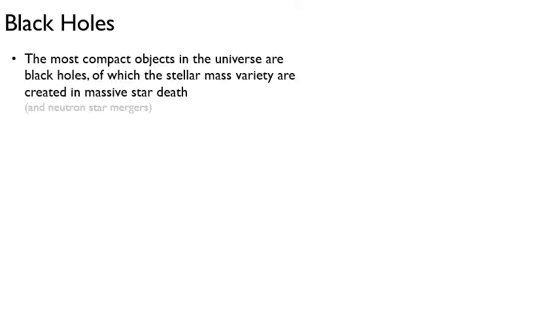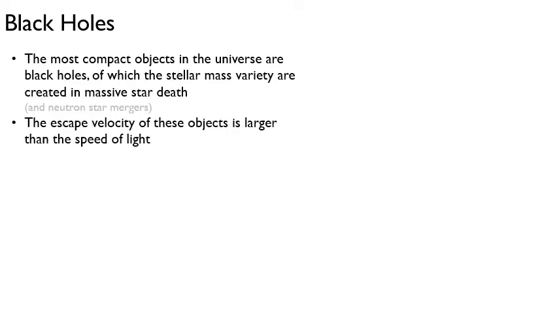So moving on to the last remnant, black holes. These are the most compact objects in the universe. I wouldn't really call them the most dense because density doesn't mean anything here. These things are basically infinite density. And the ones that are of the stellar mass variety are remnants from massive star death. And you can also create them in neutron star mergers.